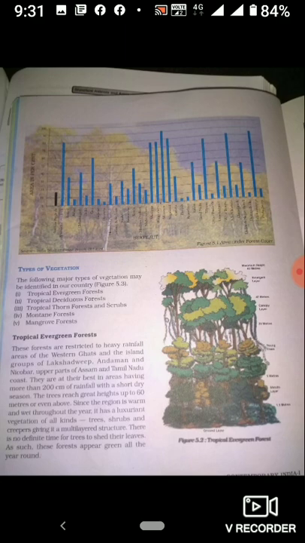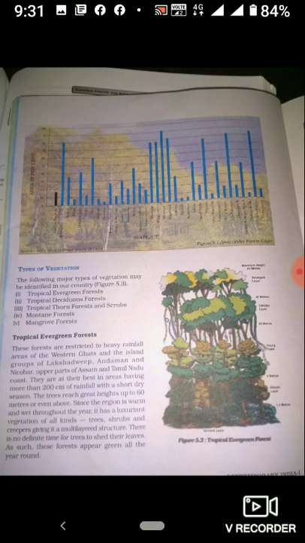The common animals that we find in these forests are elephant, monkey, deer, rhinoceros, and some birds, like bats, sloth, scorpions, snails. These are also found in these jungles.